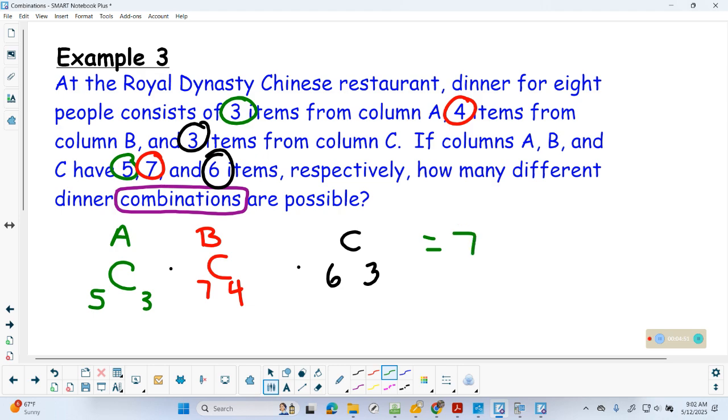$7,000 for the width. That's a lot of different arrangements of items for dinner. Okay. Any questions on that one? That's the trickiest one of the day, I think. Okay, next one, similar, not quite as bad.